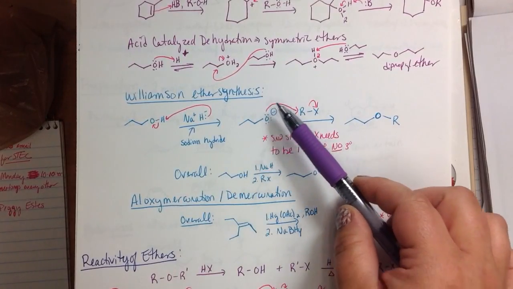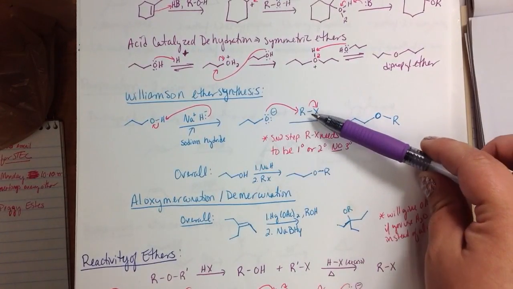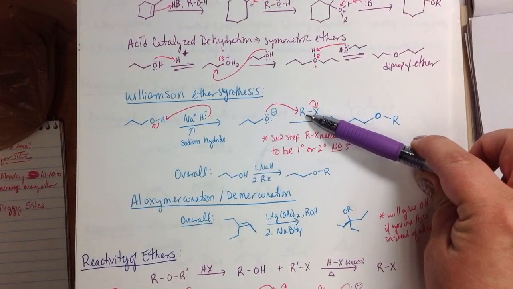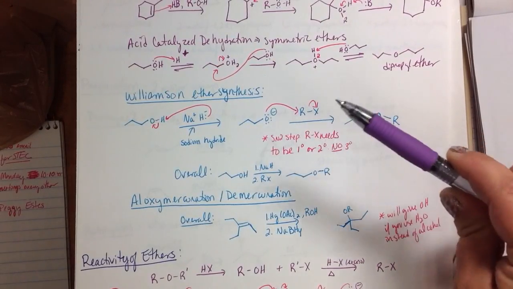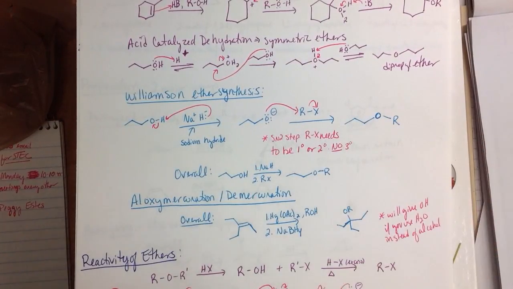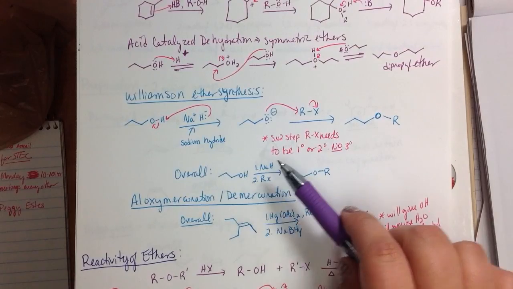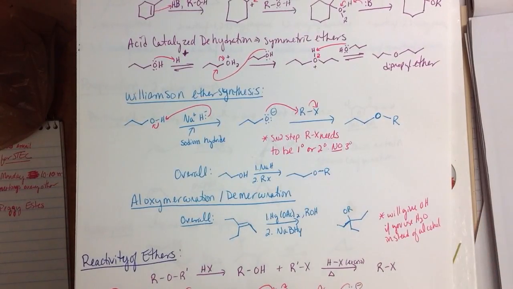Now this is an SN2 step, which means that this carbon needs to be either primary or secondary, so that's something to keep in mind here. And there is how you yield your ether. The overall would simply look like NaX and RX.